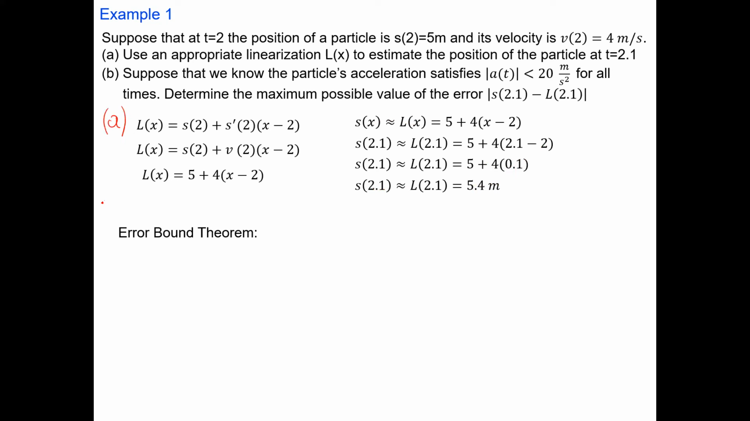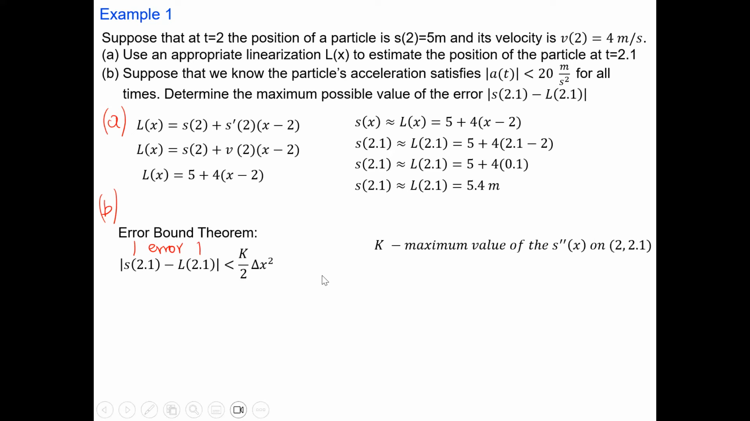Okay, now part B. This is the formula for the error. The error is less than or equal to 1/2 K times delta x squared. We know what delta x is. Delta x is here, 0.1, because we're going away 0.1 units, which is actually time, from the time 2. Okay, so now K is the maximum value of the second derivative on that interval.